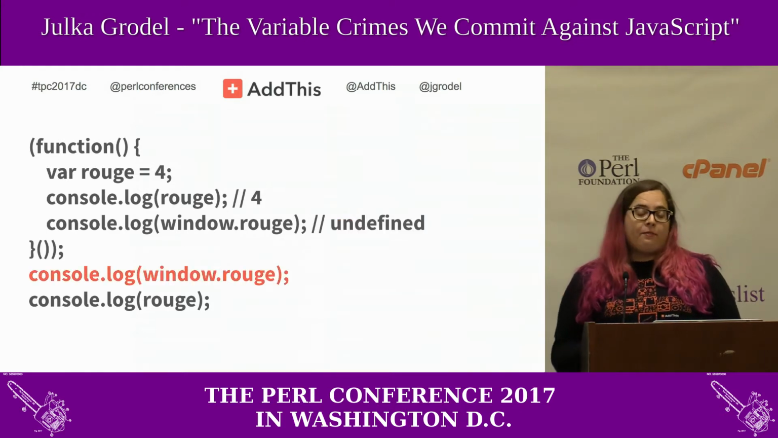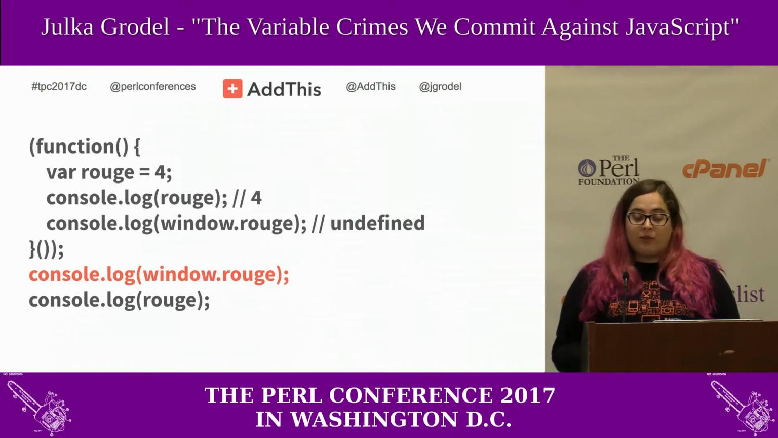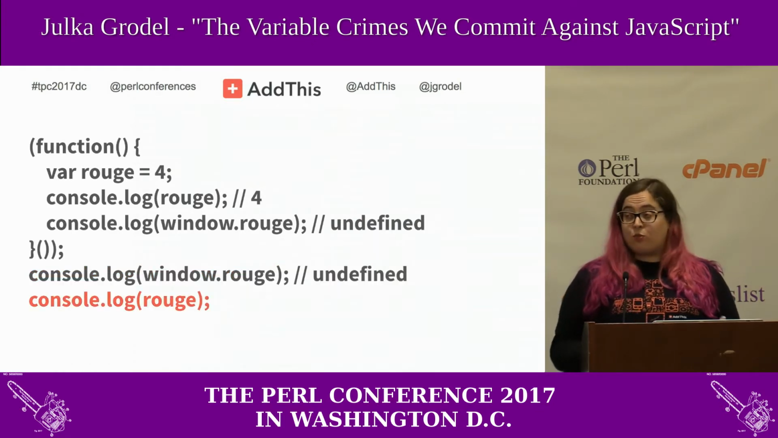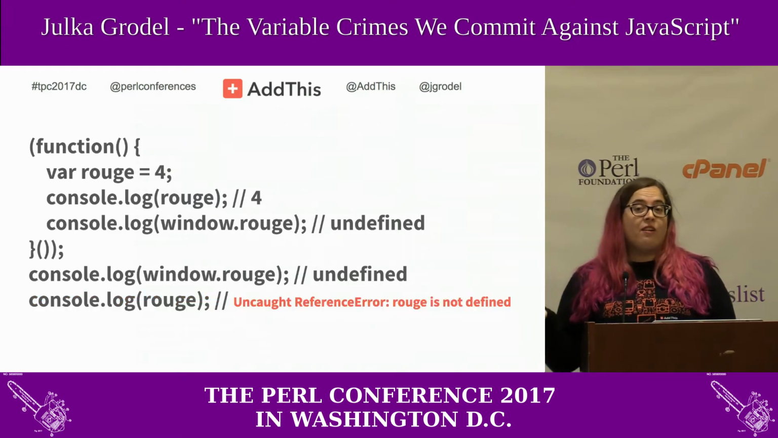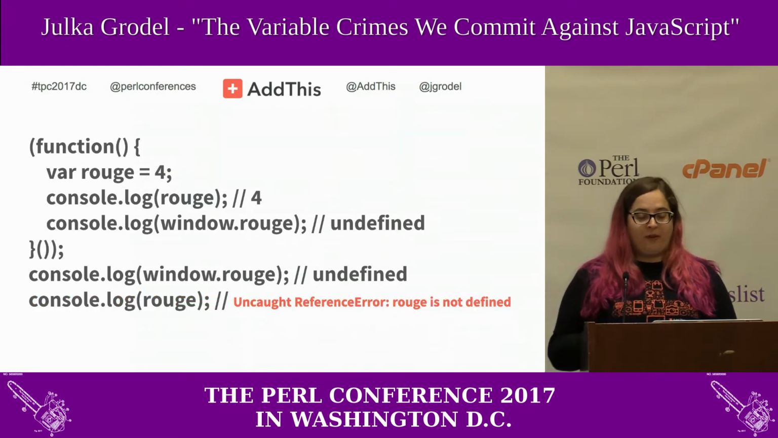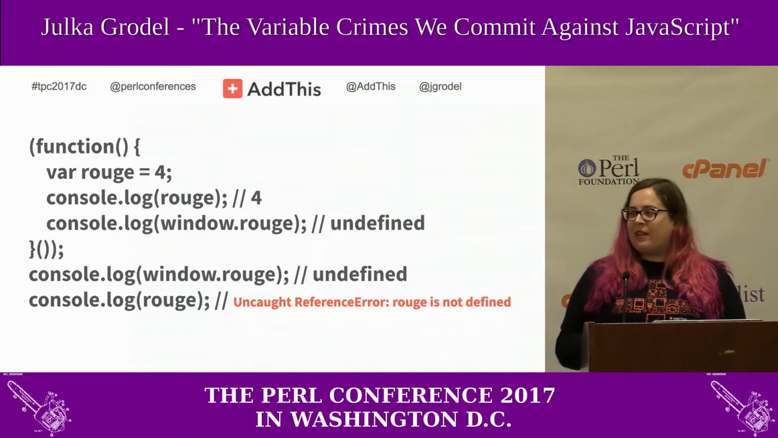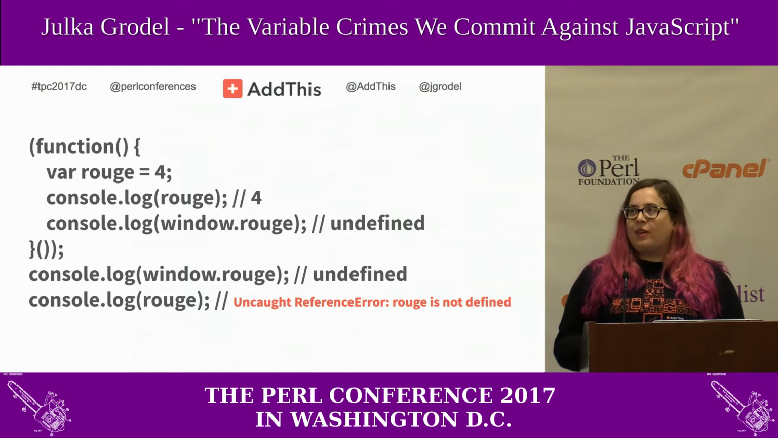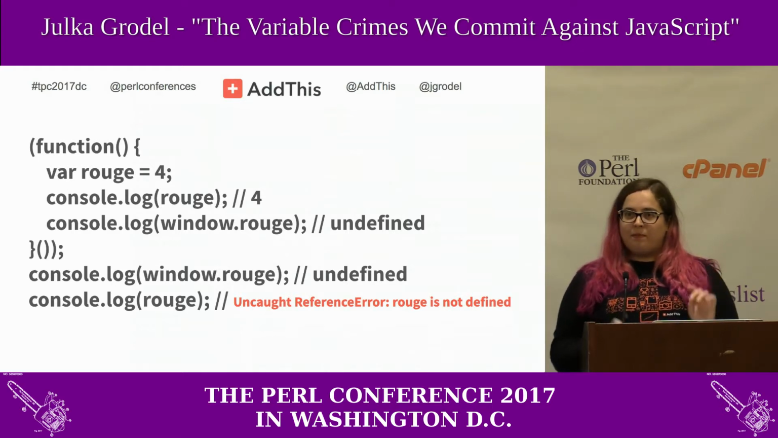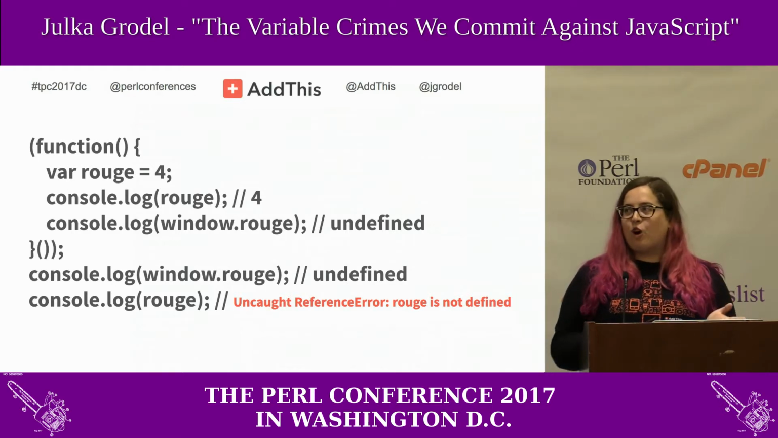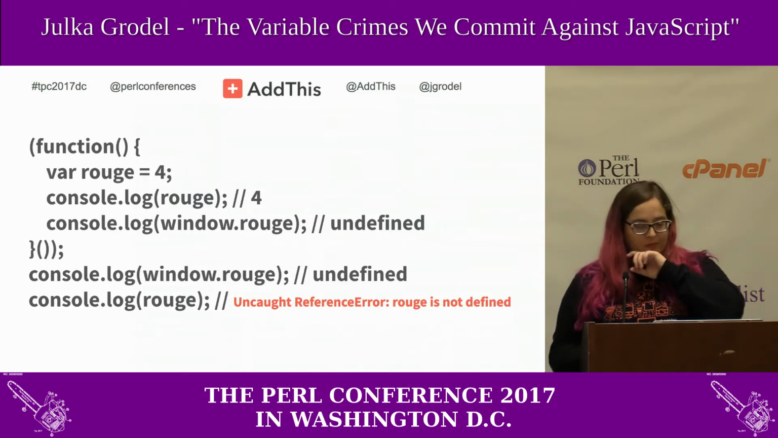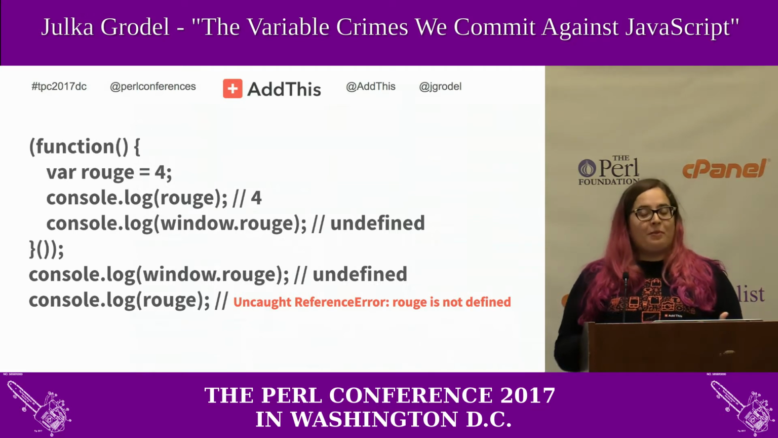If I come back out of that function at the end of it and I console log out window.rouge, I'm going to get undefined. And if I console log out just rouge, I'm actually going to get an error that stops my JavaScript from continuing to run. If you pull down that sample code that has all of these, you might notice that you can't copy and paste the entire thing and put it into your console log. It won't all run because it'll stop at the first one of these major errors. But I included them in there so you can see the places where this breaks.